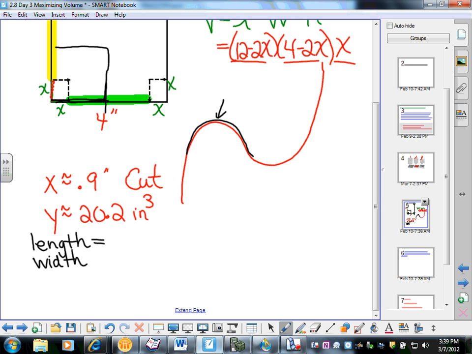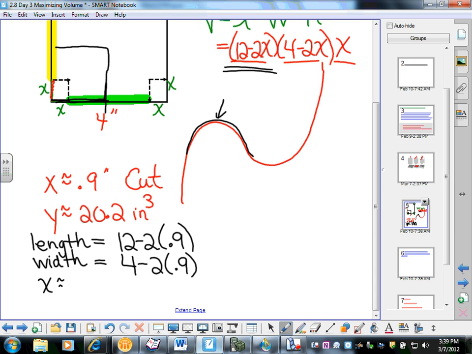the length. If you go back up to our expression, is 12 minus 2x. And so if we plug in the value or substitute the value of 0.9, you can easily find the length. Same thing for the width. Our expression was 4 minus 2x. And so you can substitute that value of x in. And our height, of course, would have been just value of x, which is approximately 0.9.